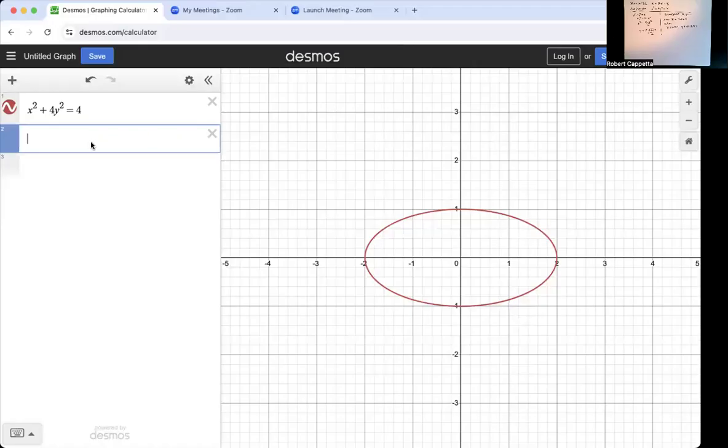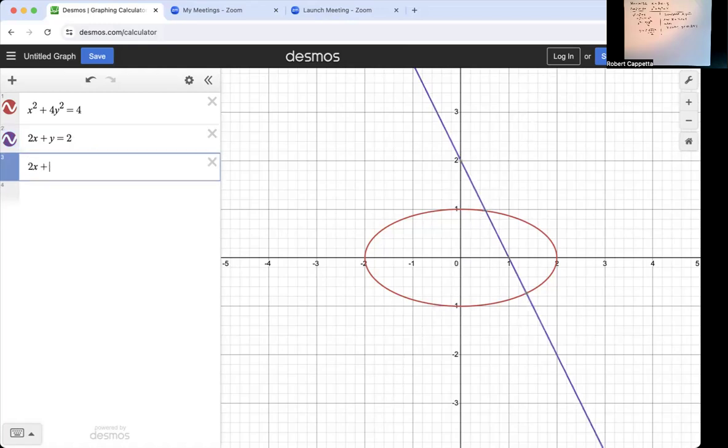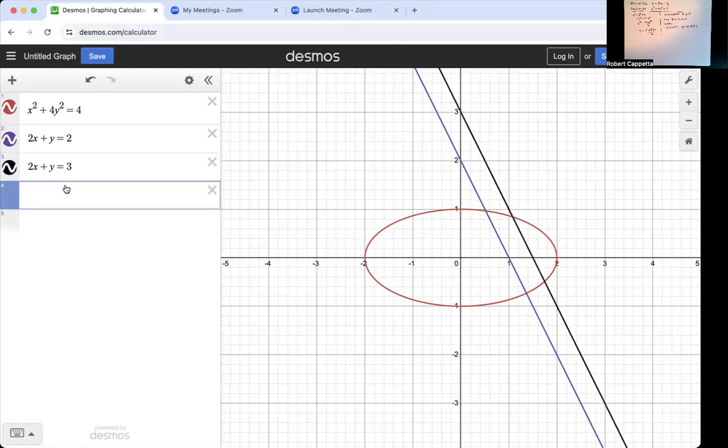So we want to find the maximum value for 2x plus y. So we could say 2x plus y equals 1 has those points. 2x plus y equals 2 has those. 2x plus y equals 3 has those points. We think the highest we're going to get is 2x plus y equals 4.123, based on what we saw on the spreadsheet. Does that look pretty good? I'd say that looks pretty good.